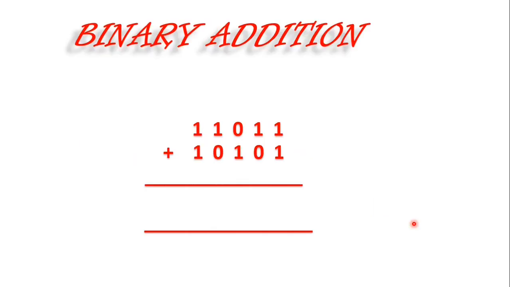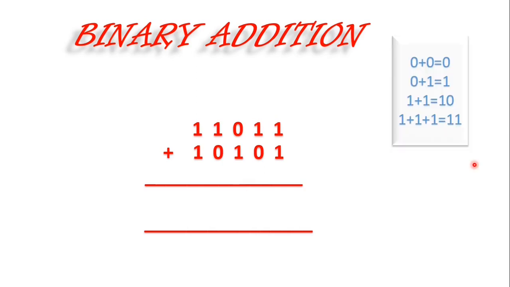So the next topic is binary addition. I have discussed the binary arithmetic rule in the previous lecture. Let us look at it again. So 0 plus 0 is 0, 0 plus 1 is 1, 1 plus 1 is 10, and 1 plus 1 plus 1 is 11.